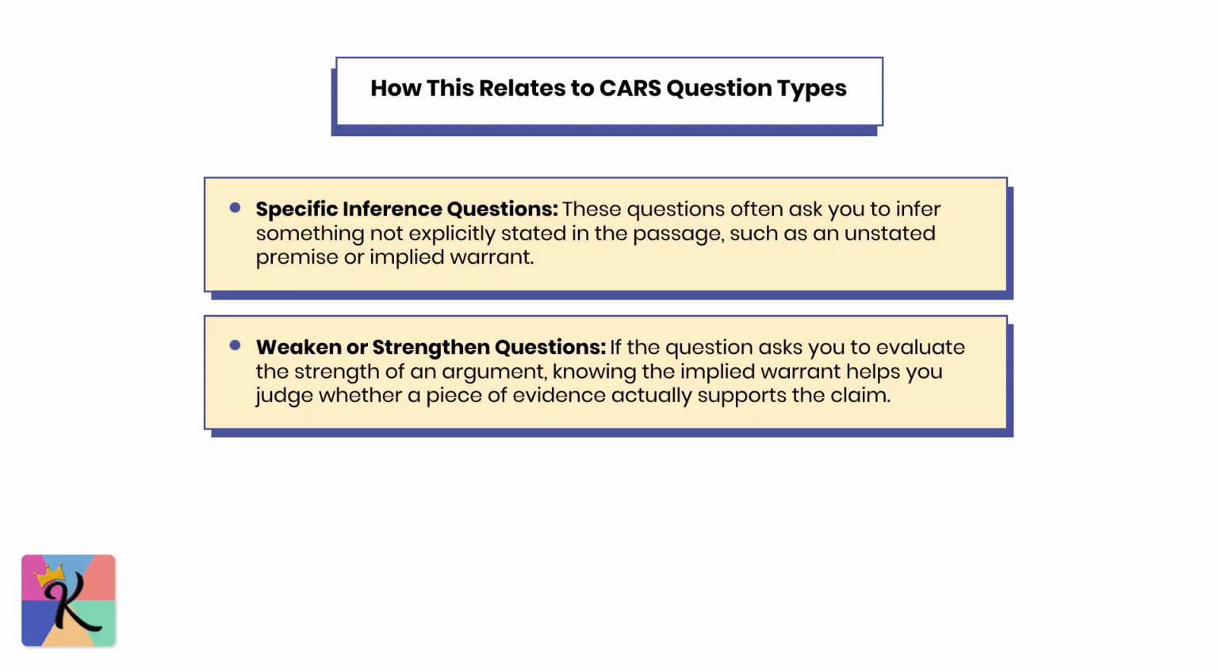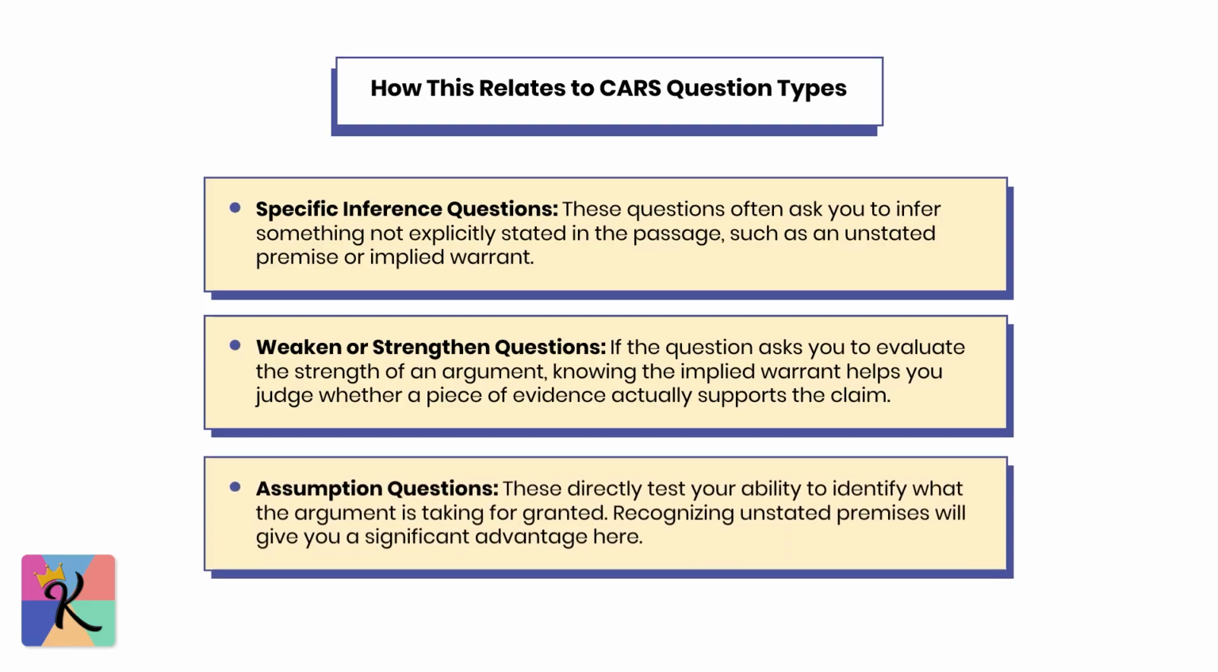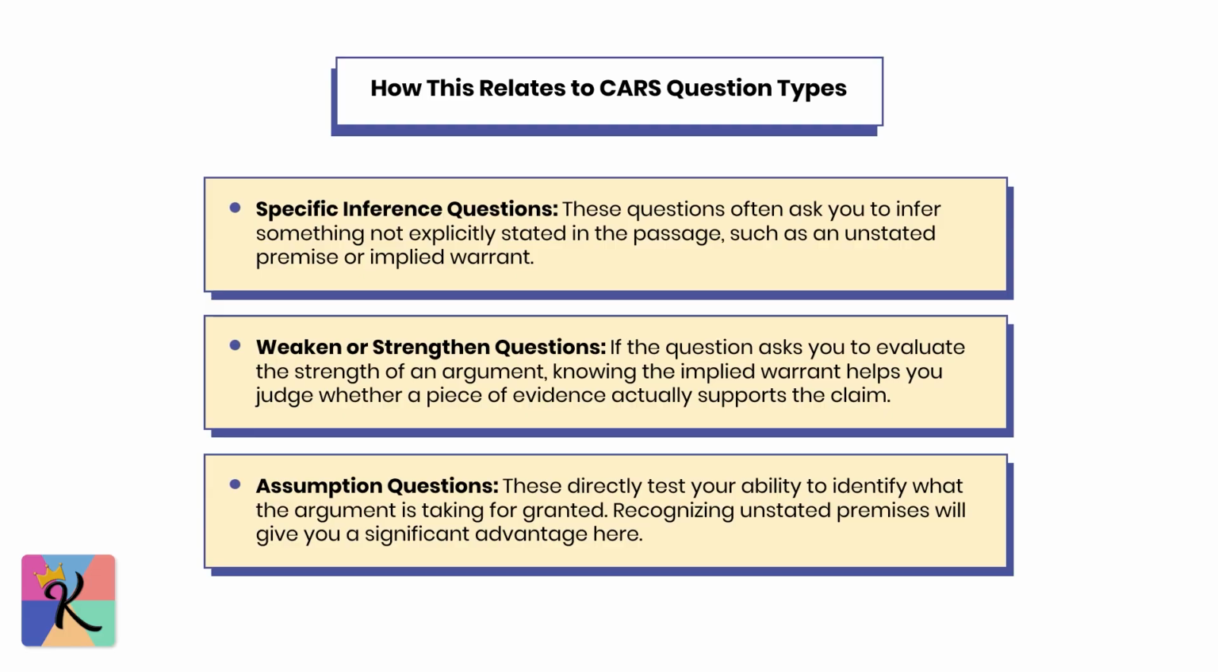If the question asks you to evaluate the strength of an argument, knowing the implied warrant helps you judge whether a piece of evidence actually supports the claim. Assumption questions. These directly test your ability to identify what the argument is taking for granted. Recognizing unstated premises will give you a significant advantage here.